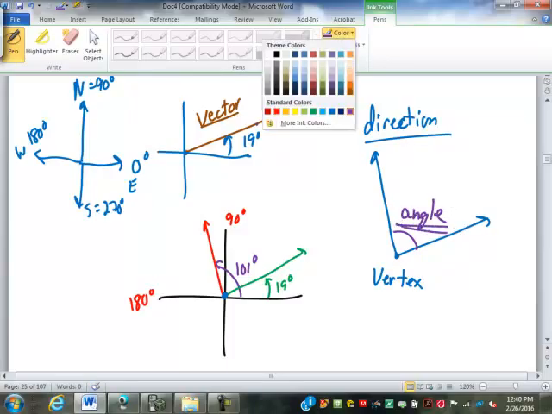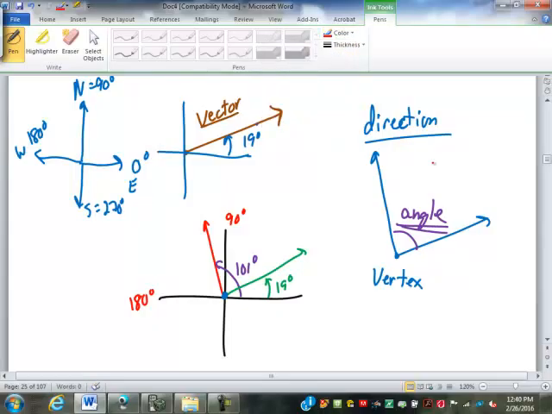The size of that angle, the original definition of the size of an angle, was the difference in direction. So if this side of that angle is at 101 degrees and this side of the angle is at 19 degrees, the difference is 82 degrees. That's an 82 degree angle. There's 82 degrees between the two sides. Does that make sense?